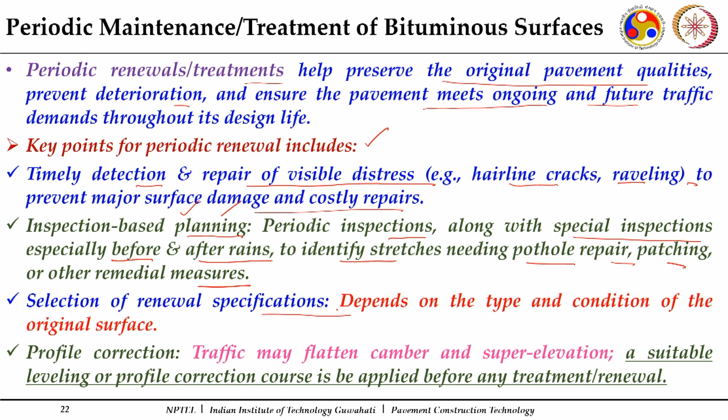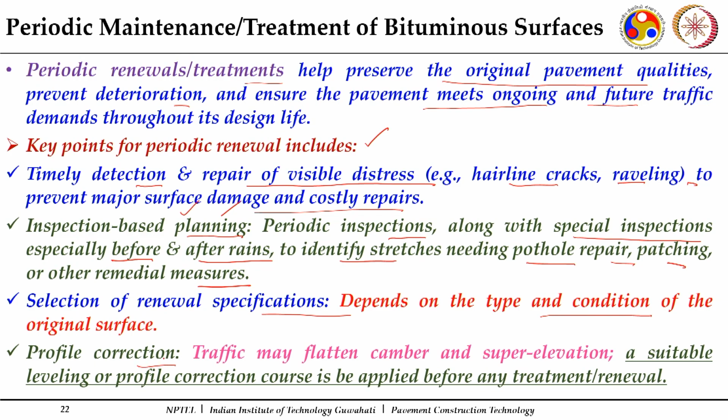So, this inspection based planning is very important for periodic renewals. Selection of renewal specifications: as we mentioned, we have a good number of options. Micro surfacing is there, stone matrix asphalt is there, bituminous concrete is there, slurry seal is there. Depending upon the existing condition of the road, the periodic renewals can be planned accordingly.